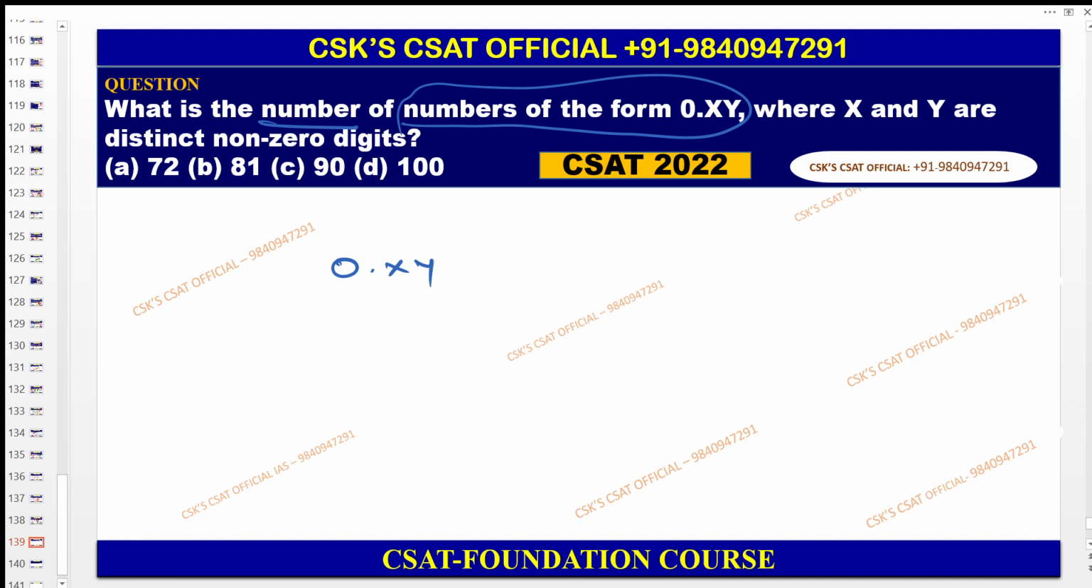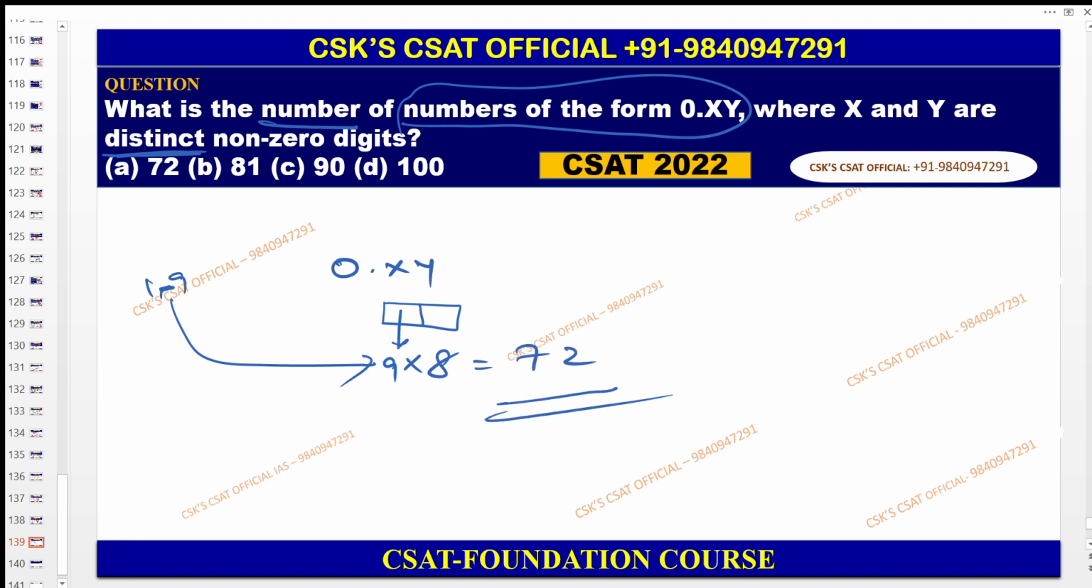Now it's simple. For xy, how many are possible? Non-distinct or distinct? Here it has been mentioned as distinct. Distinct non-zero means simply 1 to 9. To fill this place we have 9 choices, not 0. Distinct means any one you place here, the remaining we have is 8 only. So both jobs have to be done, 8 into 9, which is 72. Got it?